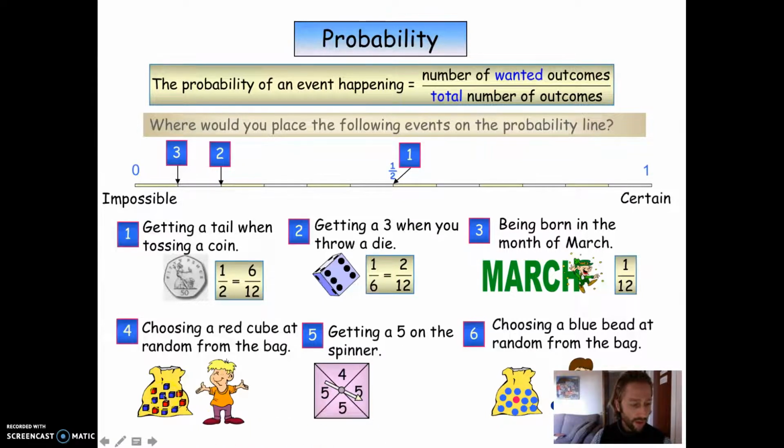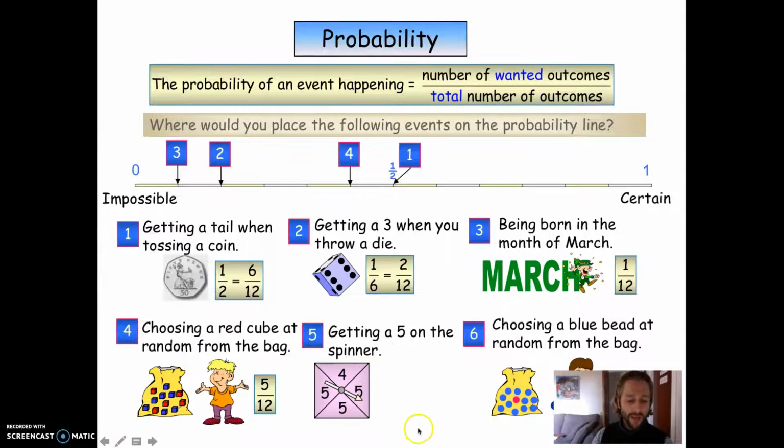What about number 4? Choosing a red cube at random from the bag. Well, we can see here that there's 5 red cubes, and there's 12 in total. So that would give us a probability of 5 out of 12, or 5 in 12, 5 twelfths.